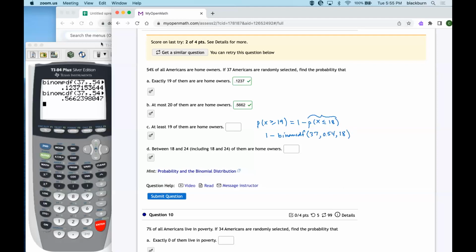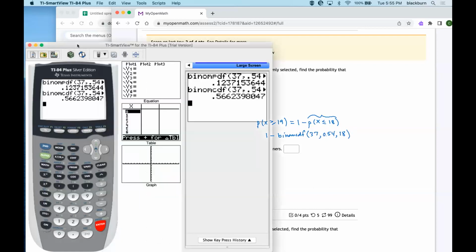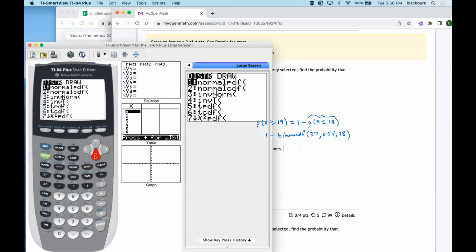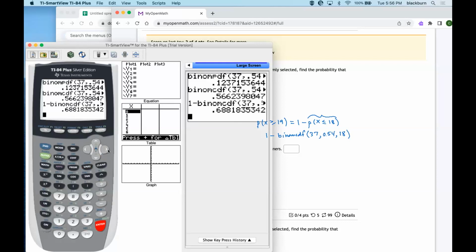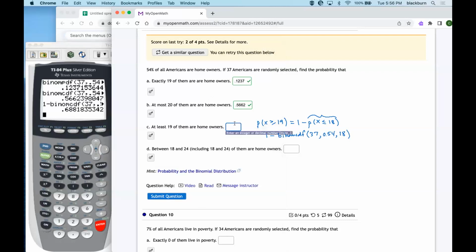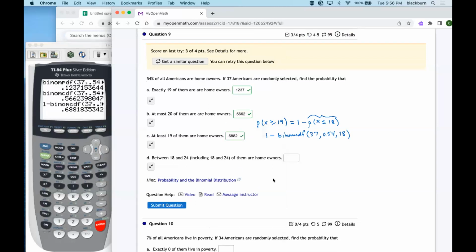Okay, so here we go. I go out to the calculator. We're going to go 1 minus this time second distributions down to binomCDF. And then enter, and then trials 37, 0.54, stay in there. Now we go to 18, paste, enter, and hopefully 0.6882 is the correct answer. See, 0.6882. All right.